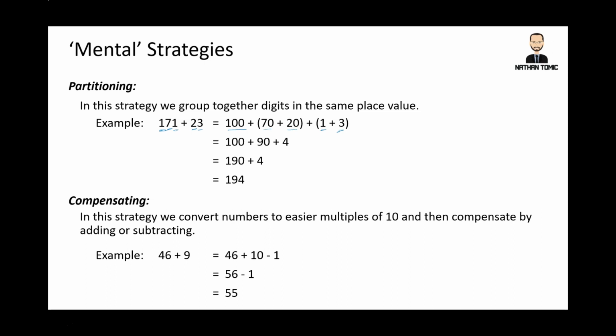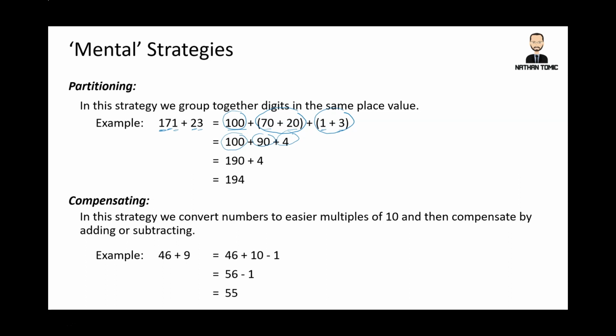I've included brackets here just to keep together the hundreds, the tens, and the units, just to help show the partitioning that we've done. Now at this point, again, I've written it down. I'm not trying to actually add these in my head necessarily, but these are much easier numbers to deal with. So I can easily add 1 and 3 to get the 4 underneath here. I can easily add 70 and 20 to get 90, and I can easily bring the 100 back down there.